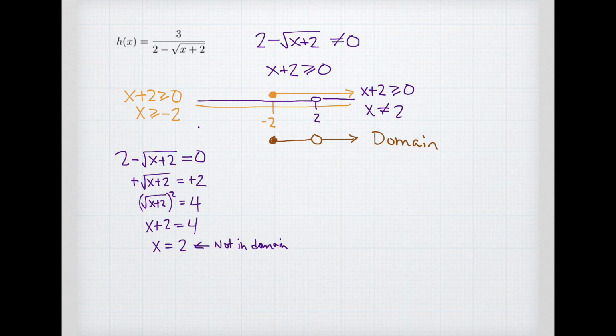And so I describe the domain by writing it down. The domain of H is the interval negative 2 to 2. I include negative 2 but not 2, and then union 2 to infinity. So you can see that what we've done is we've gone from negative 2 to infinity, and I've removed 2 from that set.